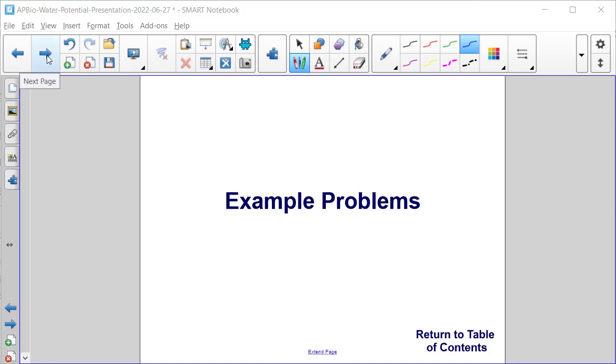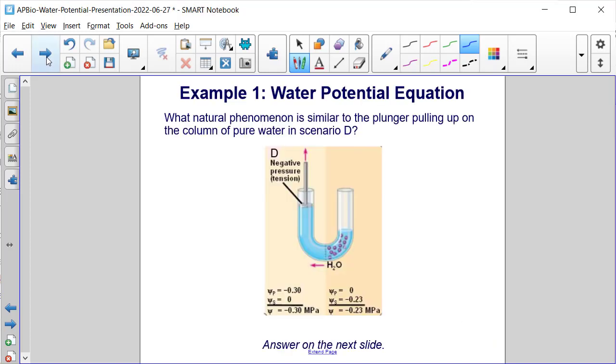Example problems. Example 1, water potential equation.